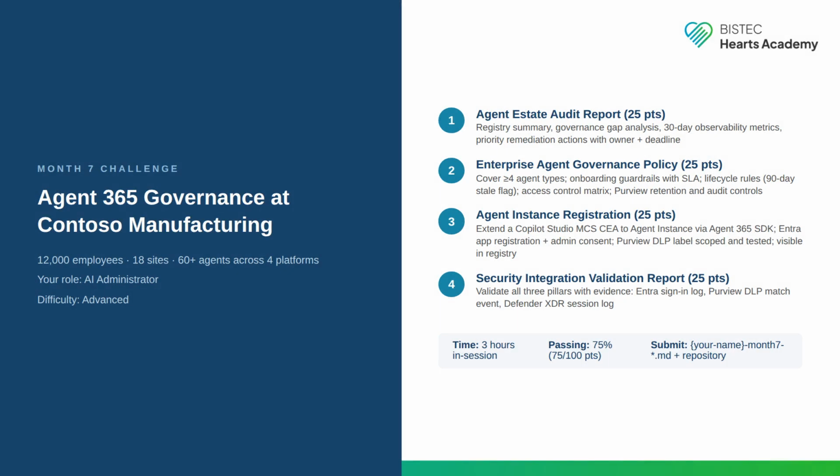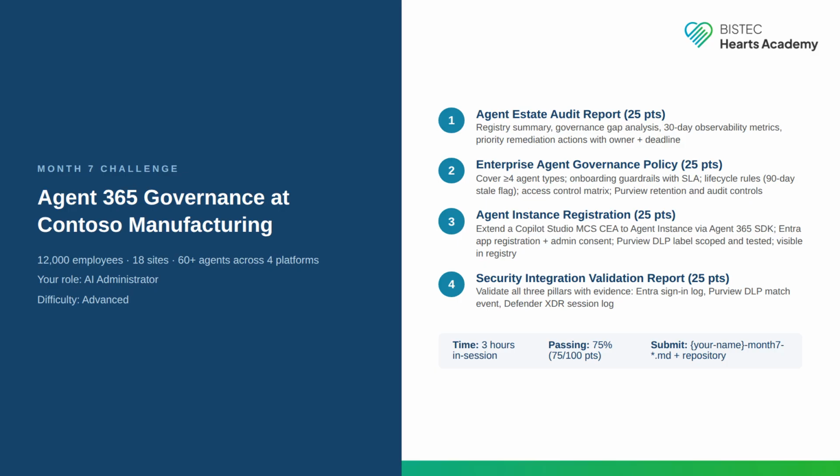The Month 7 Challenge is your demonstration that you can operate as an AI administrator at enterprise scale. The scenario is Contoso Manufacturing, 12,000 employees, 18 sites, 60 or more agents across 4 platforms. Your role is AI administrator. The challenge has 4 deliverables, each worth 25 points for a total of 100 points. Passing threshold is 75%.